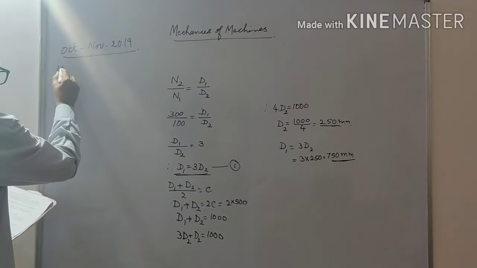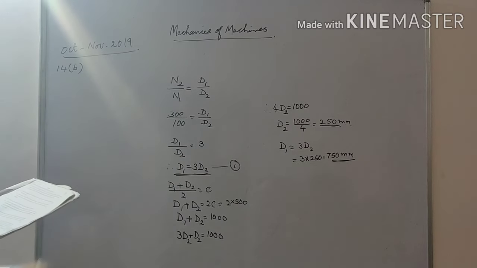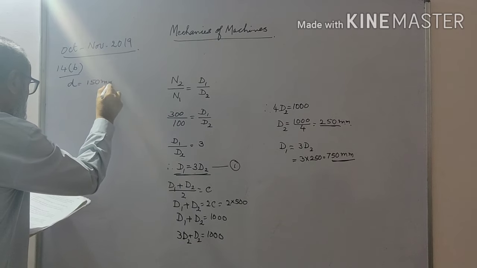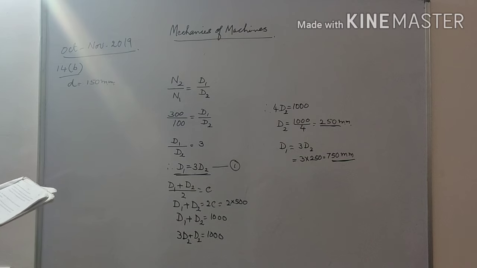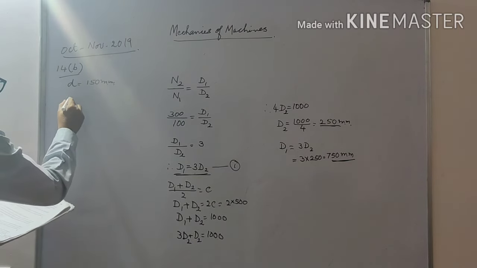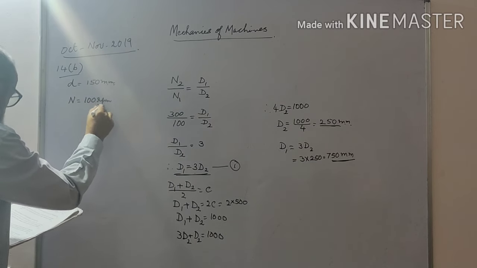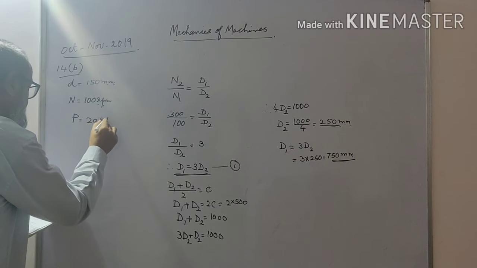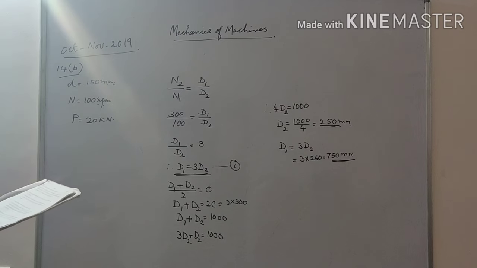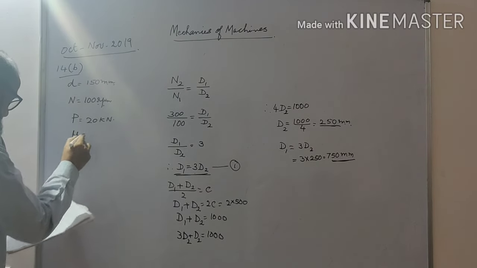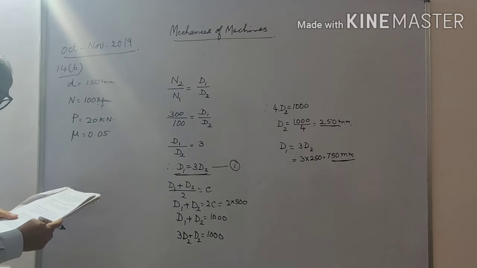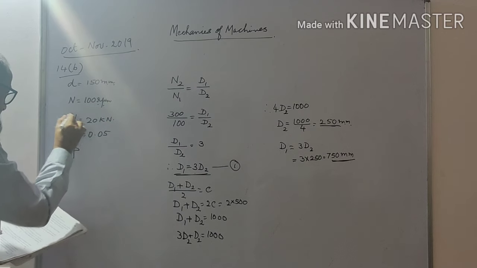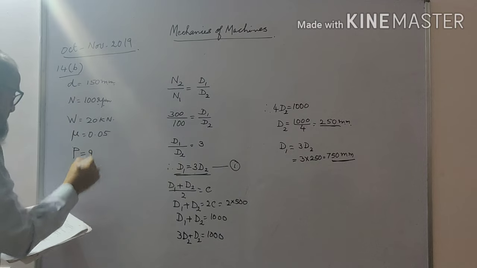So 14B, again for 5 marks. A vertical shaft of diameter D is 150 mm, it is rotating at 100 rpm, it carries a vertical load of, that is P, 20 kN. Assuming uniform pressure distribution and coefficient of friction mu is 0.05, what we have to calculate is the power lost. This I will use some other symbol, we will take it as W. Calculate the power lost due to friction.